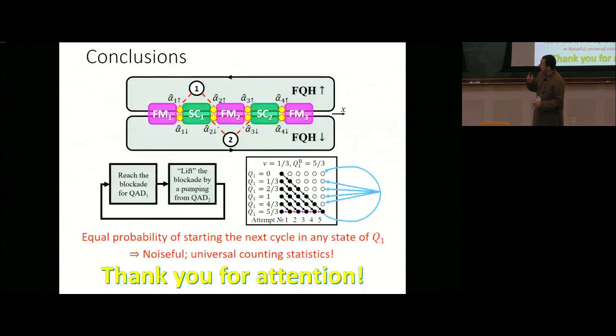So I constructed this pump. Here is the pumping cycle. After lifting the blockade, I have equal probability of going here and thus equal probabilities of pumping 5, 4, 3, 2, 1 or no quasi-particles in the next cycle. And therefore, I get a noisy pump with universal counting statistics that tells me about the topological properties of my system. Thank you.